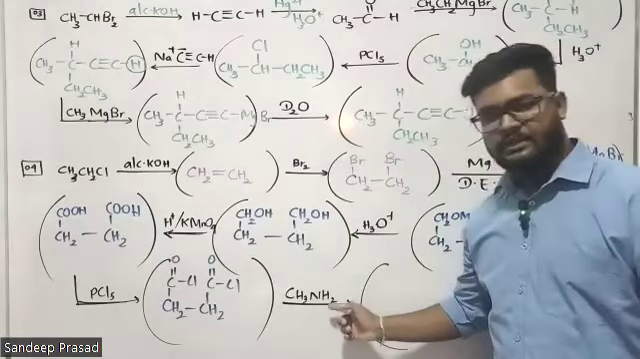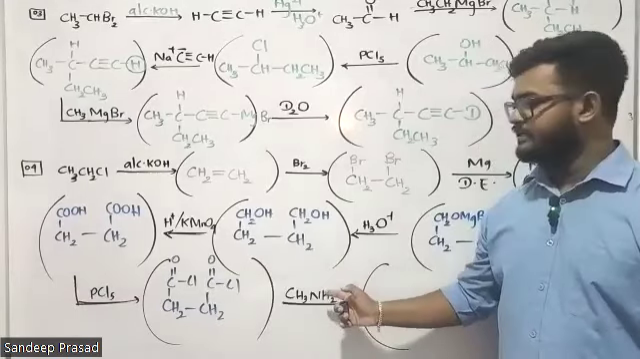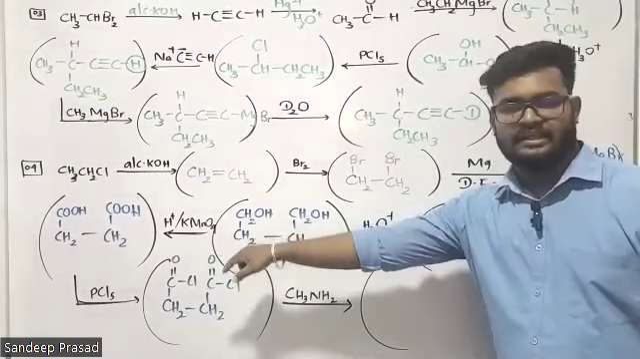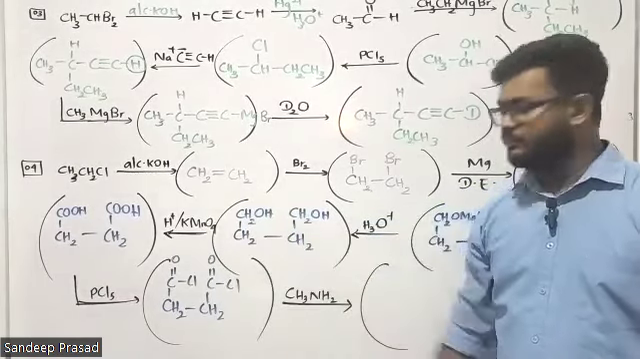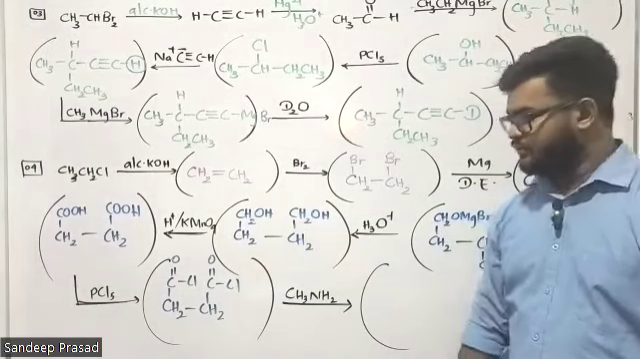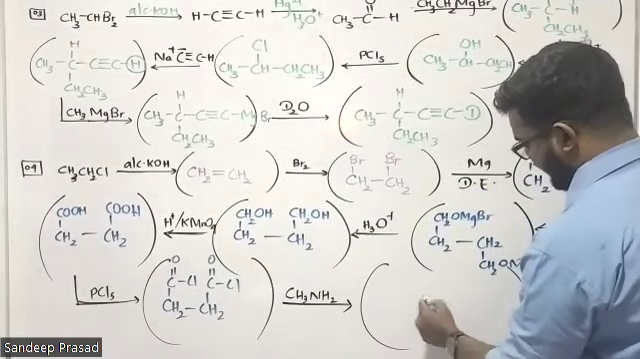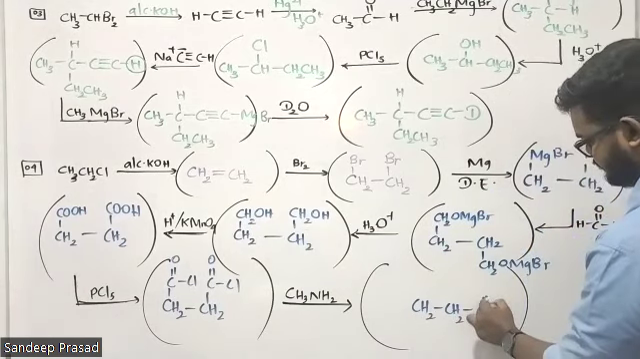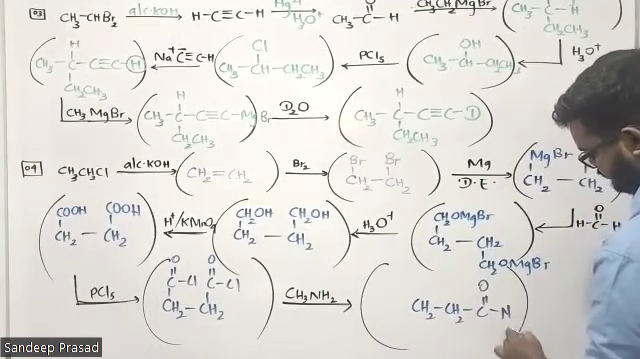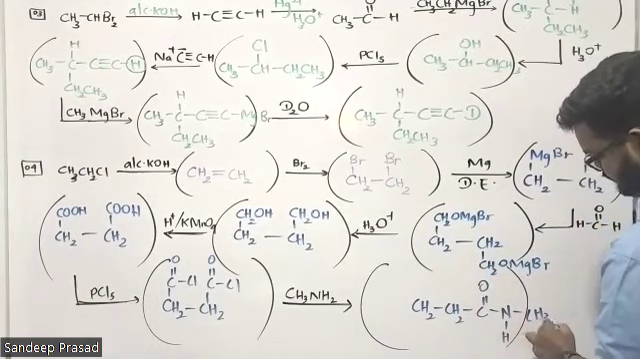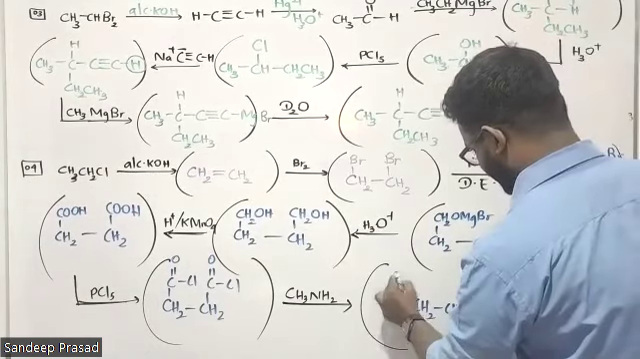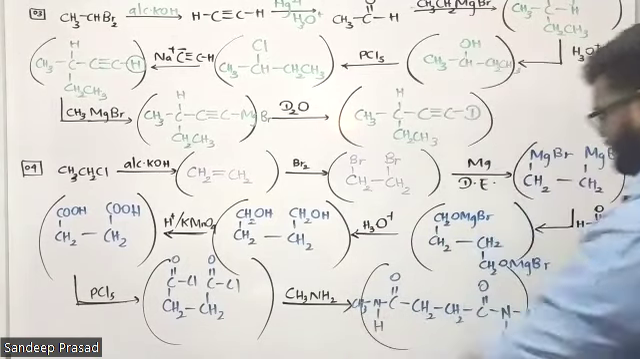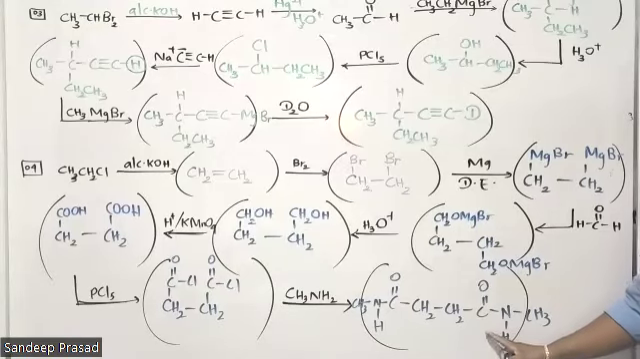Now we are adding methylamine, primary amine reacting with acid halide. But remember, this is a diacid halide. From both sides of the compound, we have the acid halide group. So therefore, what will happen? From both sides, we can obtain products like this. From this side also, we can say that products. So this is the final product.